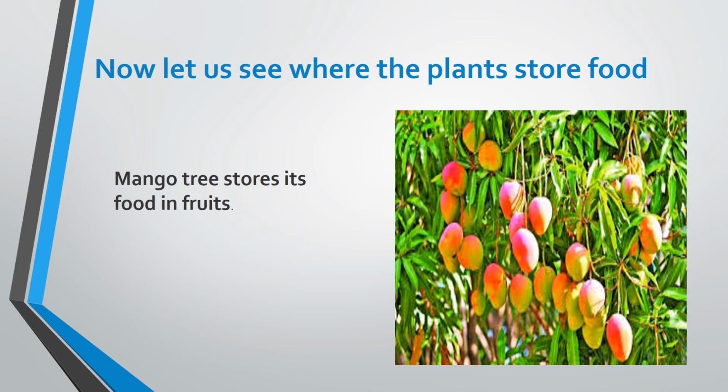So basically, during the photosynthesis process, when a leaf makes food, it is stored in the form of carbohydrate. So whichever part of a plant we eat, that means during the photosynthesis process, the food is stored in that part which we are eating from the plant. Such as mango tree. Mango tree stores its food in fruits. We all know, we eat the mango fruit.